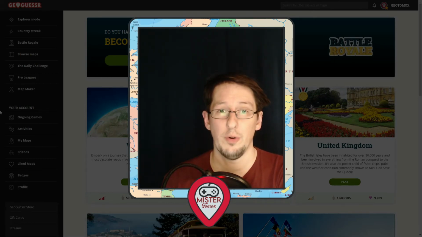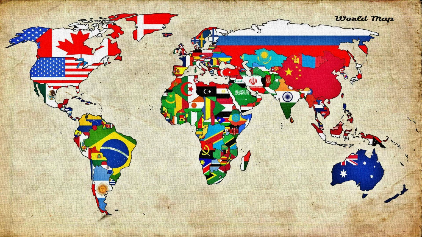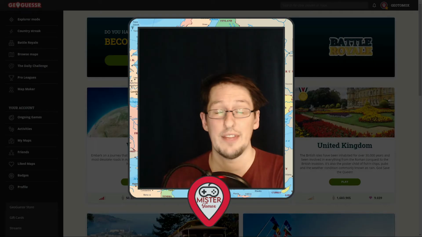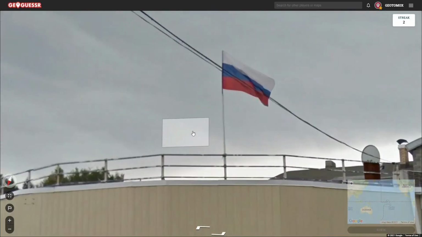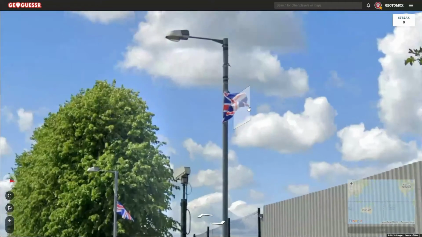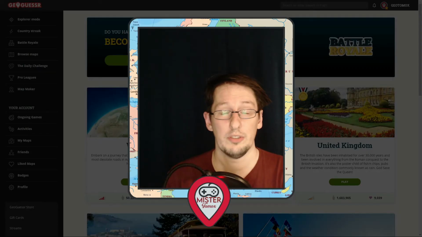Okay, so my fourth tip then is flags. Now on the screen you can see some of the flags of the world, some of them you recognise anyway, but these are really, really helpful. If you're lucky enough on your country streak on your map to find a flag, that's really going to help you narrow down where you are. Now there are some caveats to this. Sometimes you'll see an embassy or somewhere with a lot of flags on, which doesn't really help, but normally if you see a flag, it's a really good indication of where you might be in the world.